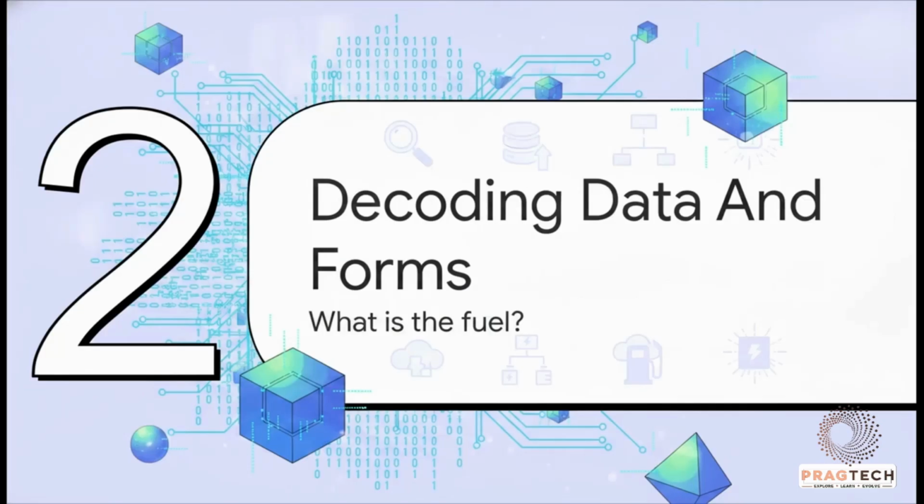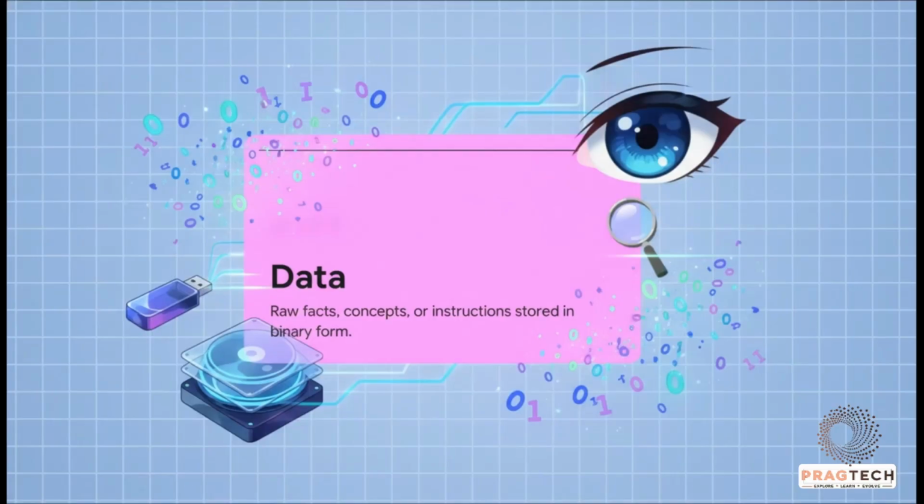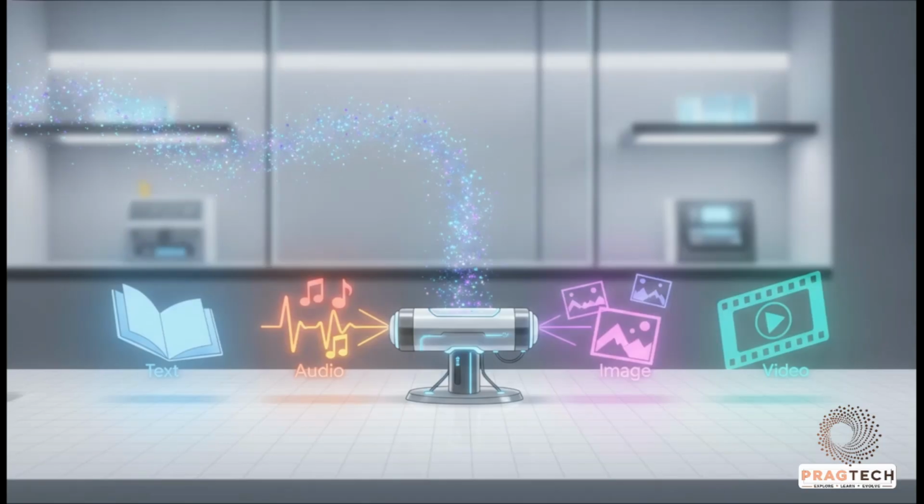Section 2. Decoding data and forms. Okay, so before we go any further, we need to understand what data actually is at its most basic level. At its core, data is just raw facts, concepts, or instructions stored on a computer's hard drive entirely in binary form. That means all of this incredibly complex information is represented using just two states, 0 and 1. Now, thankfully, we don't have to sit around reading endless screens of zeros and ones. The computer actually converts that binary data back into formats that we can easily understand.